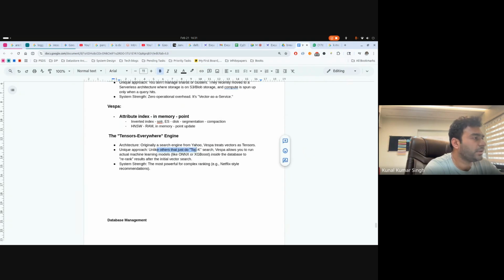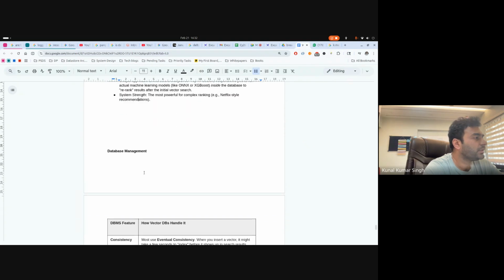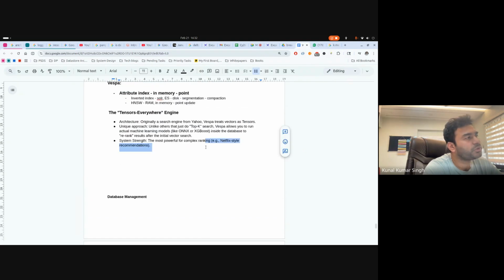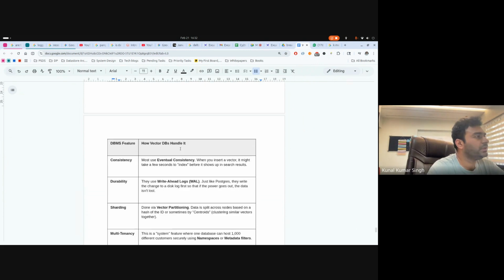So unlike others, TopK, Vespa allows you to run actual machine learning models like ONNX or XGBoost inside the database to re-rank the results after the initial vector search. The most powerful for complex ranking. So if you want to do some complex ranking, everything you want to do in a database itself, that vector database, you don't have to create separate layers for each of these. You can do all of these in the database itself.